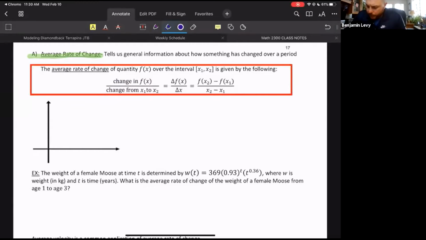And so there's three ways to look at that, right? This is sort of an intermediate notation. And the actual thing that we really care about is the last expression, right? We're plugging in the function values on the top. We're subtracting the x values on the bottom.